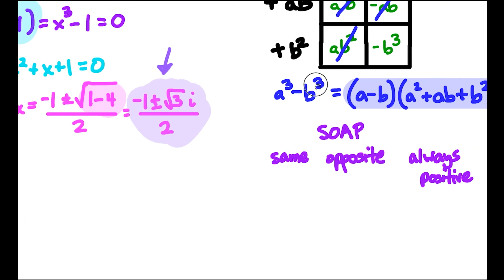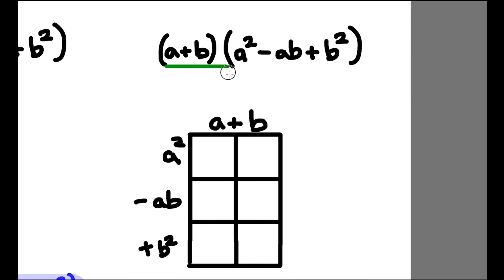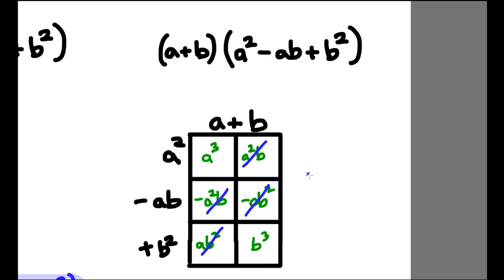So what we're going to do for the sum of 2 cubes is multiply these 2 factors out. We have the a plus b, and then we have the a squared minus ab plus b squared. At this point, you probably know what the answer is going to be, but let's just do it anyway. We have a cubed, we have a squared b, we have negative a squared b, we have negative ab squared, we have ab squared, and then we have b cubed. And if you notice, this cancels with this, and this cancels with this, and you're left with a cubed plus b cubed. So essentially, this part right here is equal to this right here.